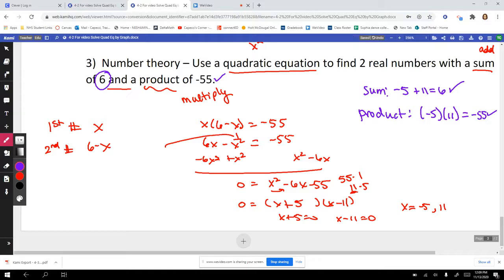So it says find the numbers. So my numbers are 11 and negative 5.